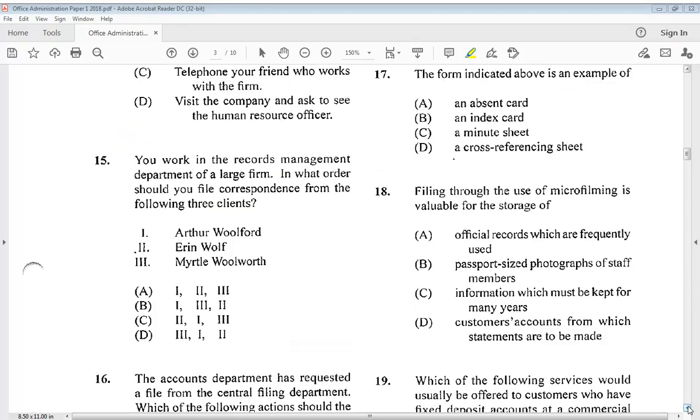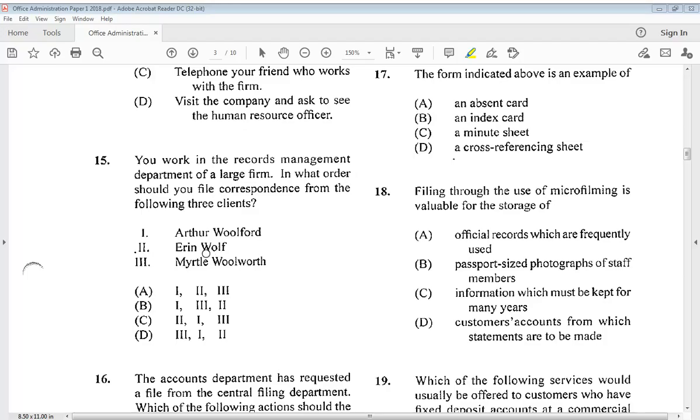15. You work in the records management department of a large firm. In what order should you file correspondence from the following three clients? 1. Arthur Woolford. 2. Erin Wolf. 3. Myrtle Woolworth. So according to our alphabetical name by surname, we know that Erin Wolf, that surname, would be the first one.